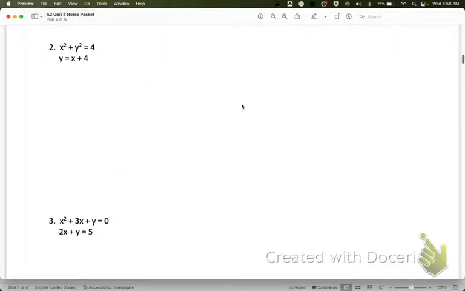Number 2 is not as long because it actually does something a little bit weird. And this one is already set up really nice for us. We have y equals x plus 4. We're already solved for y. So we're going to take the x plus 4 and we're going to plug it in for y. Now notice this is one that has to be squared. This represents a circle, the top equation, because x and y are squared, and a line on the bottom equation. So when I plug this in, I get x squared plus x plus 4 squared equals 4.